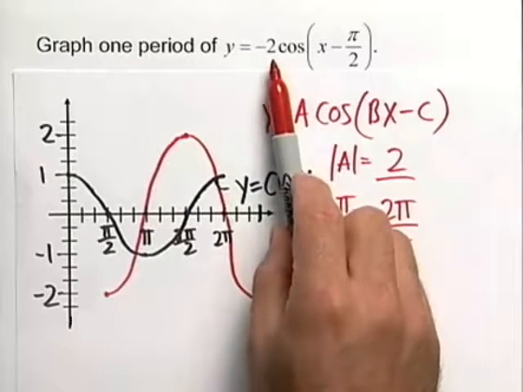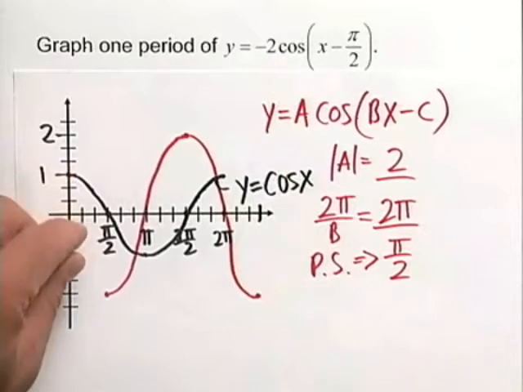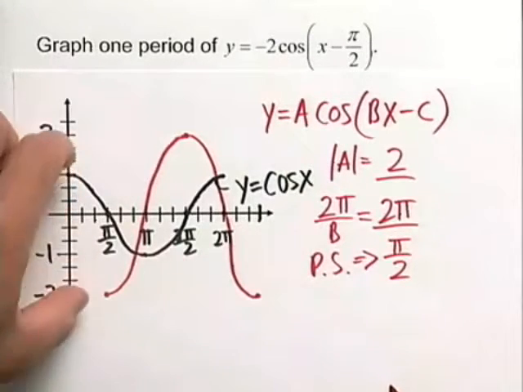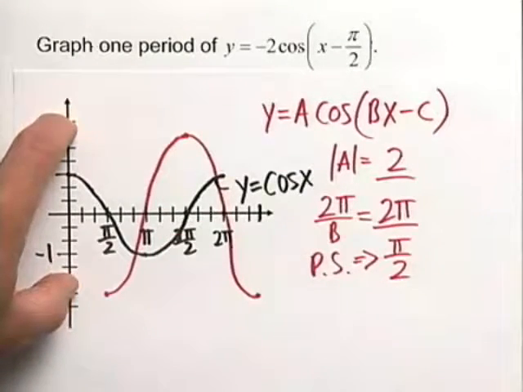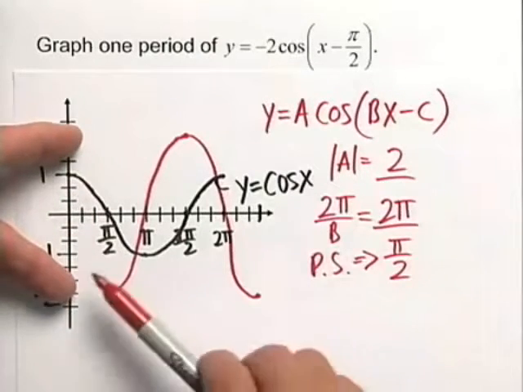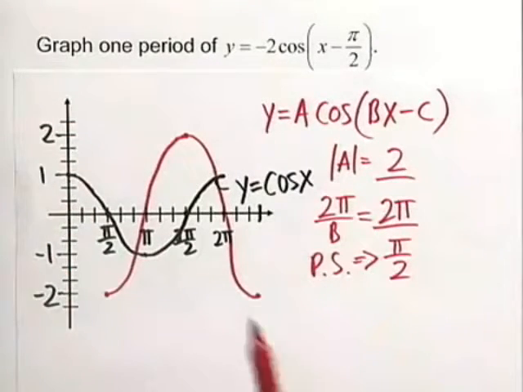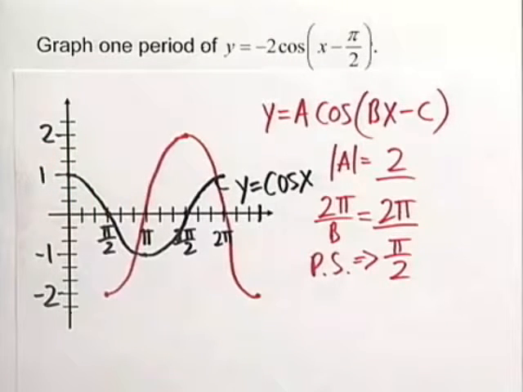First thing we have is a vertical stretch by a factor of 2. So if you could take your cosine function, which I have drawn here, stretch that vertically by a factor of 2, that creates the doubled amplitude there. The negative out in front will reflect this over, so that's where the hump comes from. And then the phase shift takes this cosine graph to the right pi halves units.